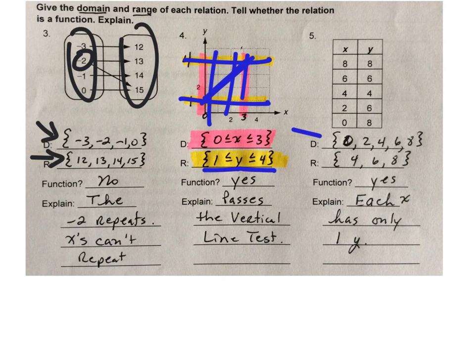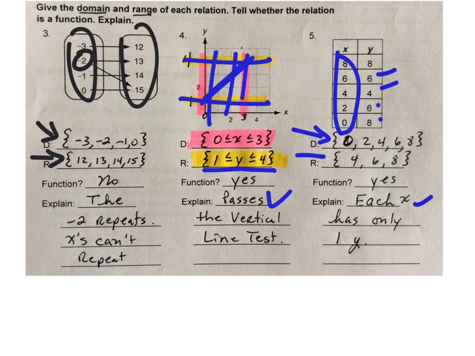On number 5, you list the domain. That's all these numbers here, but do it in order. Again, on the range, you only have to list the 4, the 6, and the 8 because the 6 and 8 repeat. And both of these are functions because they pass the vertical line test and have only one y for every x.